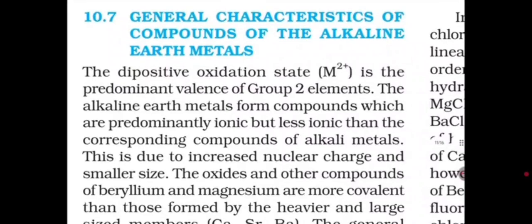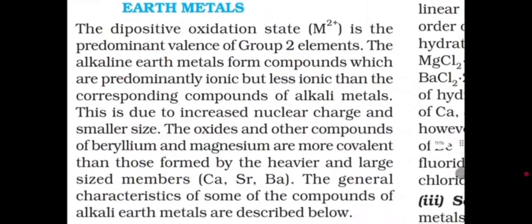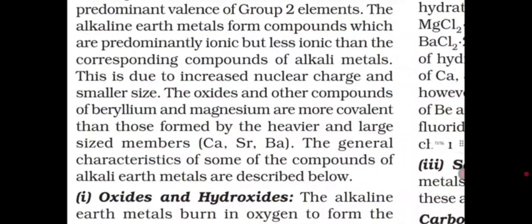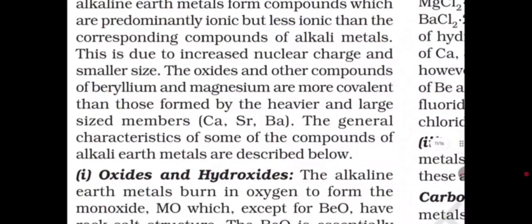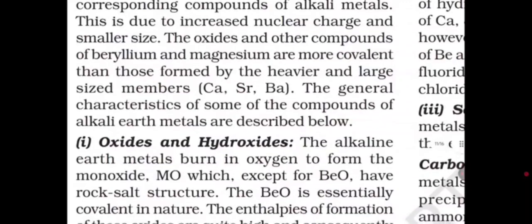Next topic is general characteristics of compounds of the alkaline earth metals. The dipositive oxidation state (M2+) is the predominant valence of group 2 elements. The alkaline earth metals form compounds which are predominantly ionic but less ionic than the corresponding compounds of alkali metals.